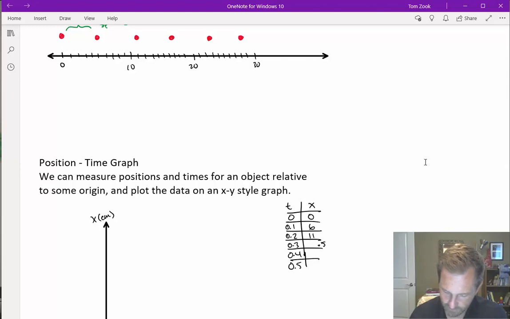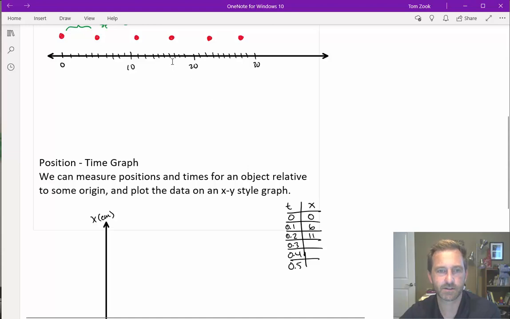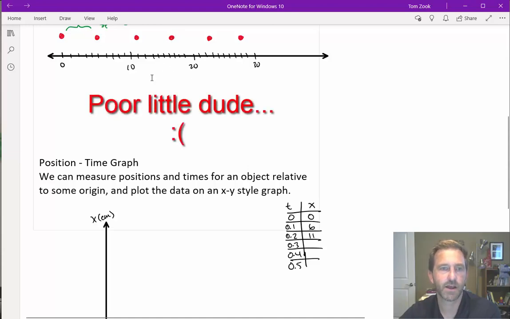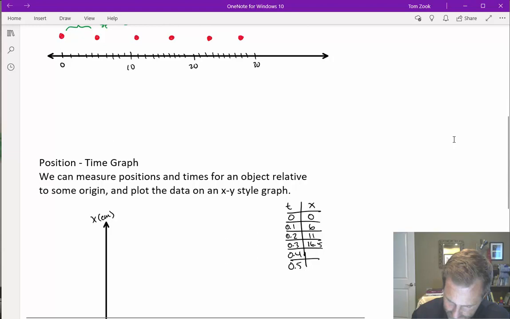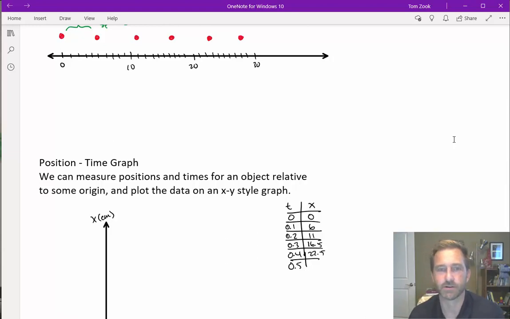I know some of you watching this video are saying, no, you forgot about this little dude right here. What about him? I don't even know what that is. That's 17 and a half. What is that? 16 and a half? Yeah, 16 and a half. Then we had 22.5, and then we had about 28.